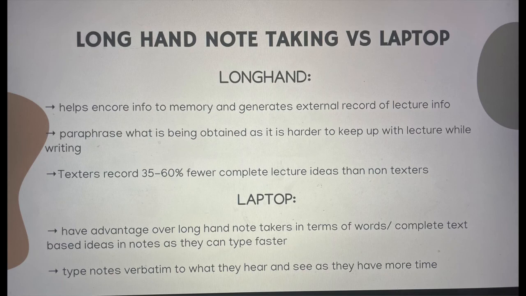So for the two methods, the first one we have is called longhand. This helps to enforce the information in our memory and generate external records of the lecture info. This is also what we call the paraphrase method, in which we have to shorten what is being obtained in our notes, as it is harder for us to keep up in the lectures while we're writing. And it's also seen that texters using this method record 35 to 60% fewer complete lecture notes than those who don't text with this method.